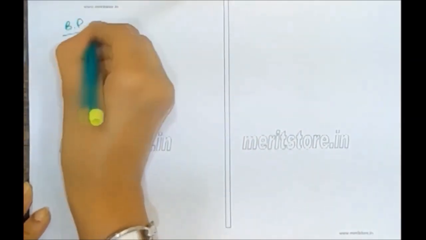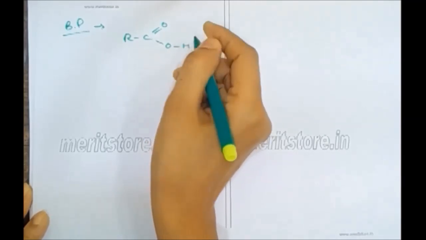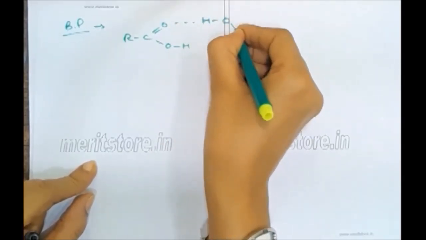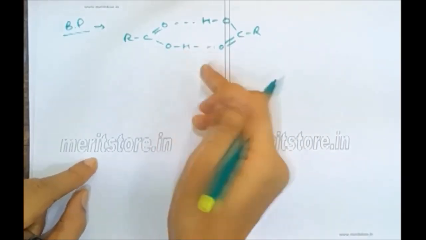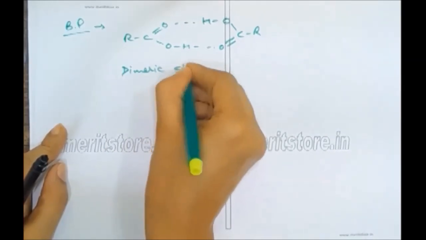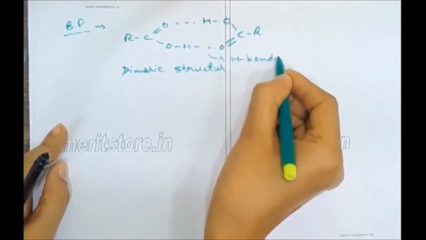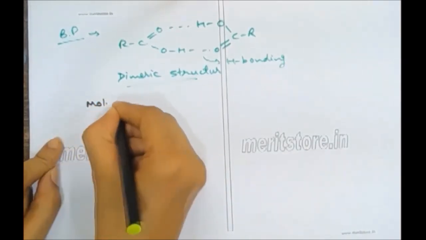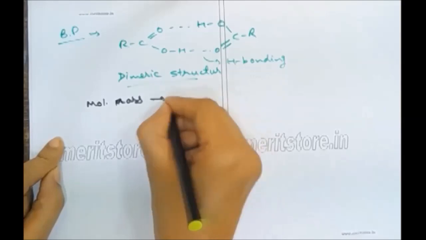Boiling point. Boiling point of acids is very high because of intermolecular hydrogen bonding. Acids are present in dimeric structure because of hydrogen bonding. This is our hydrogen bonding. Because of this dimeric structure, the effective molecular mass becomes just double.